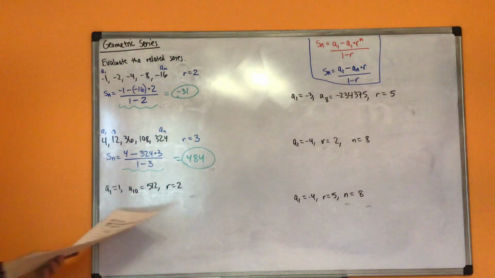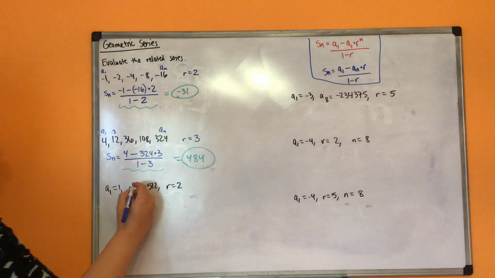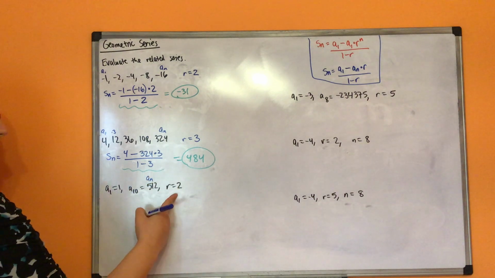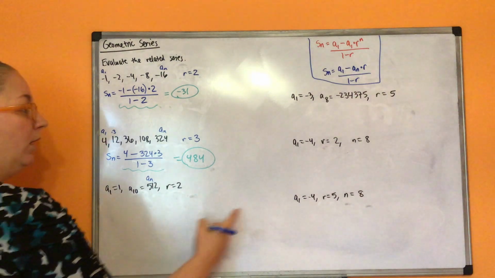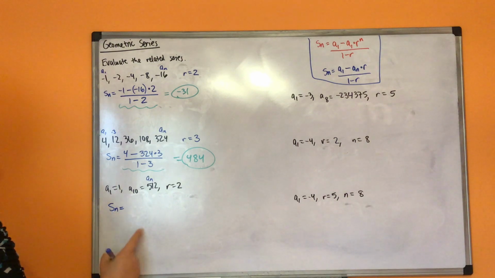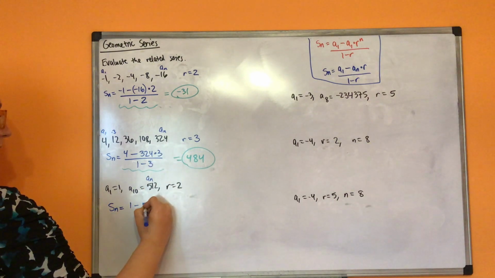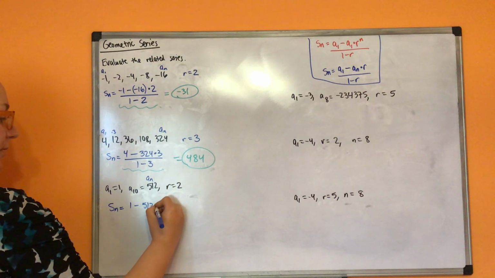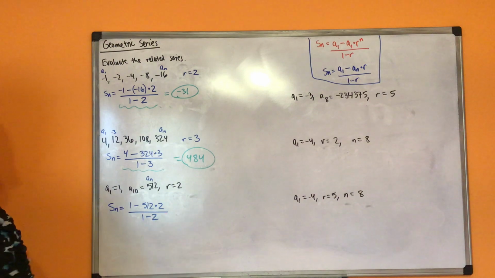For the next one, they didn't give us the series, but they gave us A1, A10, which is going to function the same way as AN, and they gave us R. Since we have A1, AN, and R, we can use the blue formula. So Sn equals A1, which is 1, minus AN, which is 512, times R, which is 2, all over 1 minus R, so 1 minus 2.